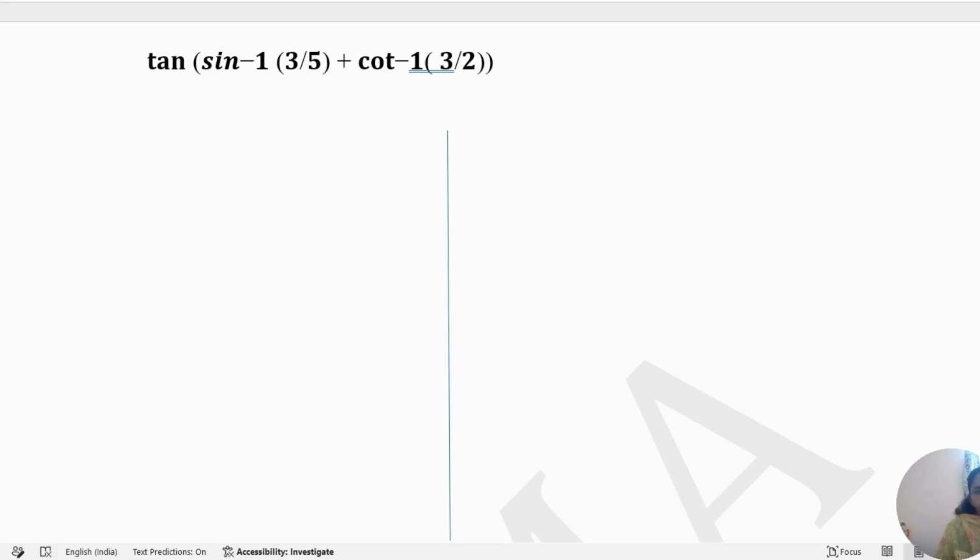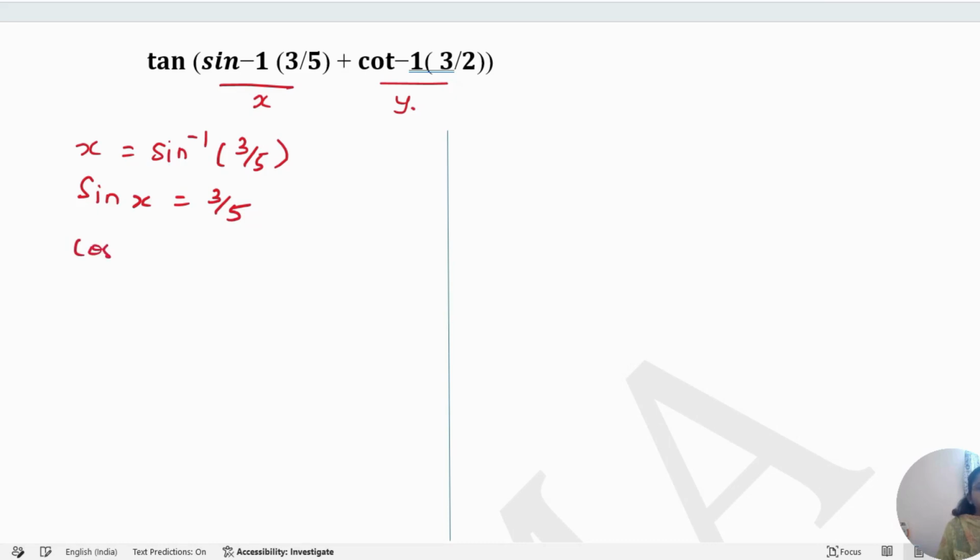Hello. Coming to the next question: tan of (sine inverse of 3 by 5 plus cot inverse of 3 by 2). Let us take this part as our x and this part as our y, so we will get the tan of x plus y pattern. So x is equal to sine inverse of 3 by 5, so sine x is equal to 3 by 5.